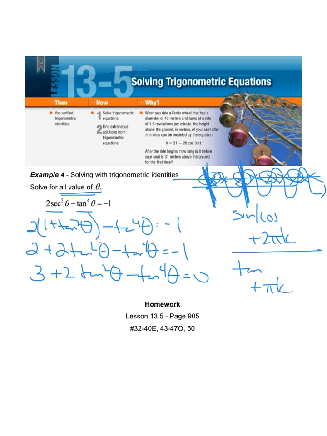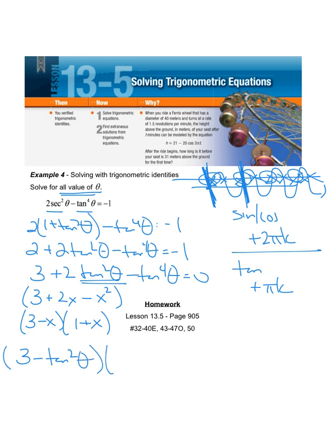You're going to want to factor this just like we did back in chapter 5. So we have essentially 3 plus 2x minus x squared, is kind of what we're looking at. So when we do factor this out, you're going to wind up with 3 minus x and 1 plus x, for the sake of time. I'm trying to save you a little bit there. Keep in mind in this problem, our x value is actually tangent squared. So in our first part, we have 3 minus tangent squared theta. In our second part of our solution, we have a 1 plus tangent squared.